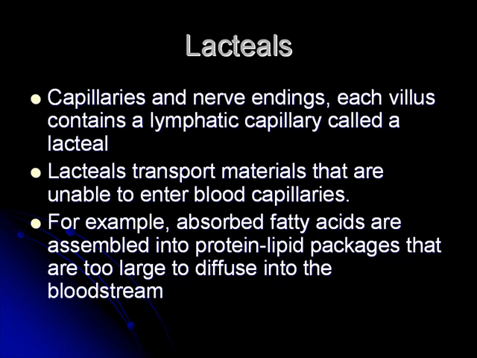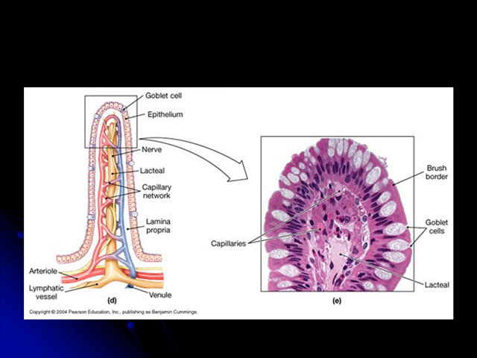Now, lacteals are also an important part of this absorption factor. Capillary and nerve endings, each villus contains a lymphatic capillary, which is referred to as a lacteal. We've already talked about the lymphatic system and its importance in transport of materials. We see now that the lacteals transport materials that are unable to enter into blood capillaries. For example, absorbed fatty acids are assembled into protein-lipid packages that are too large to diffuse into the bloodstream, and the lacteals can facilitate this absorption.